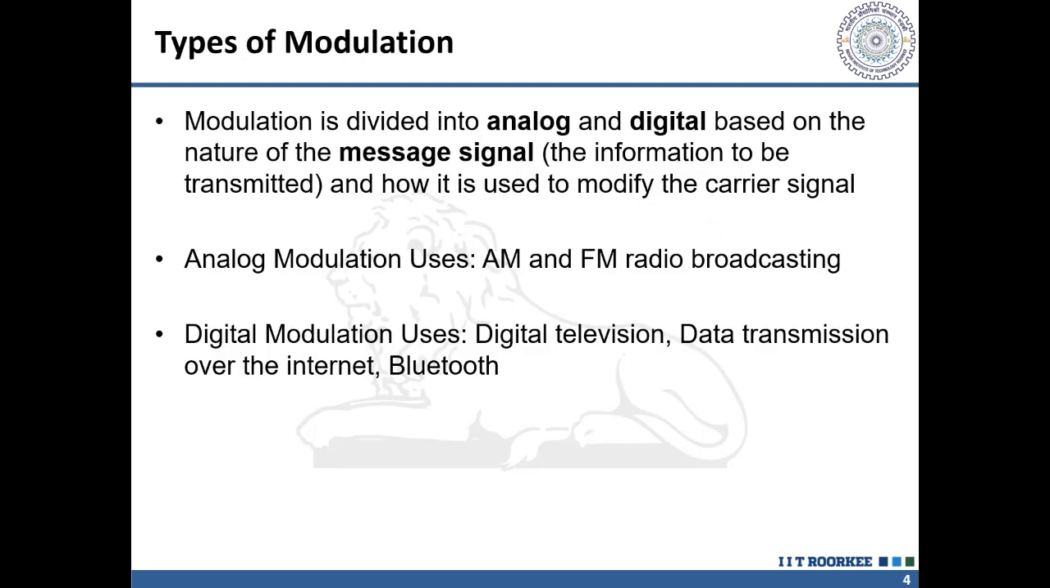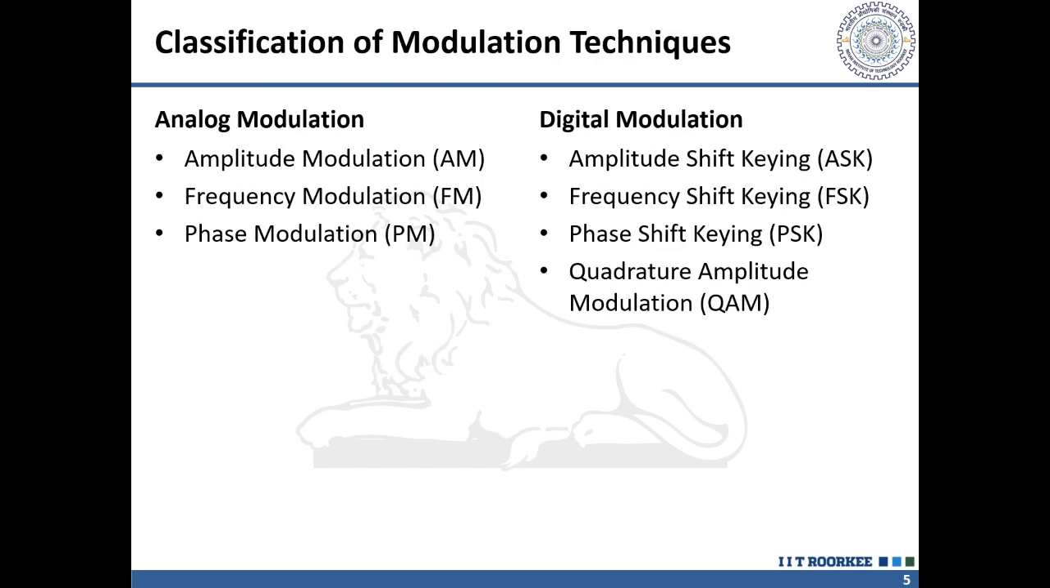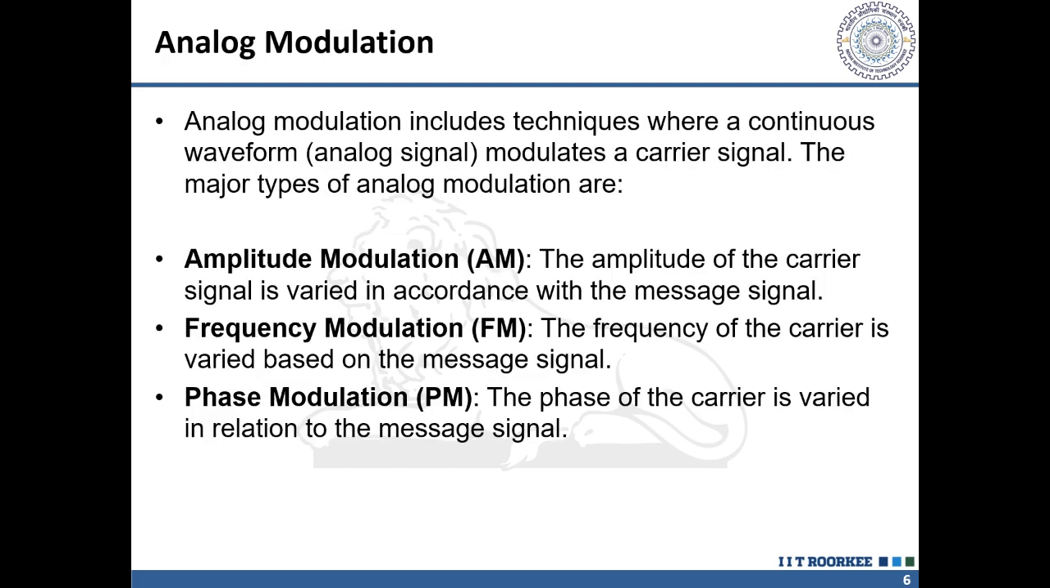There are various types of modulation, and it is generally divided into analog and digital based on the nature of the message signal and how it is used to modify the carrier signal. One is analog and another is digital modulation. Analog modulation consists of amplitude modulation, frequency modulation, and phase modulation. On the other hand, digital modulation consists of amplitude shift keying, frequency shift keying, phase shift keying, and quadrature amplitude modulation. So let's begin with analog modulation.